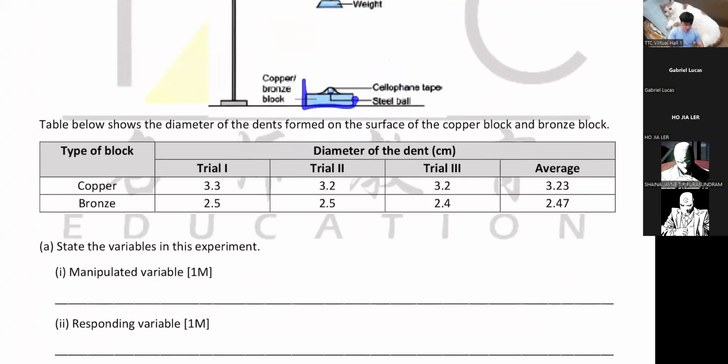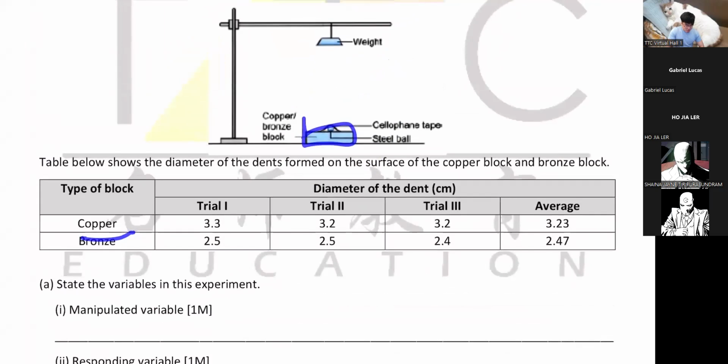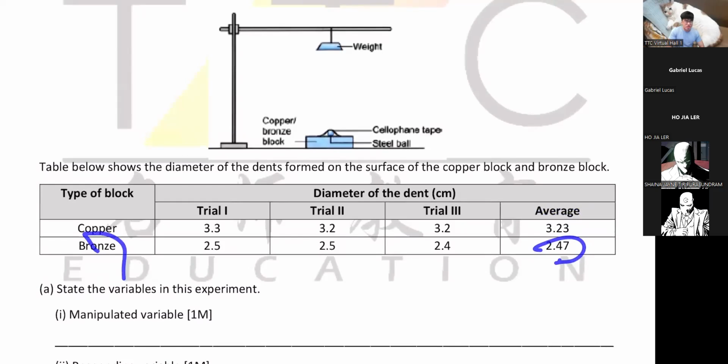So if you put a pure metal like copper here, and then you crash a weight with a steel ball onto it, copper will have a very deep dent. Whereas if you use bronze, the dent is smaller. Why? Because bronze is harder. So I don't think I need to show you this, right?